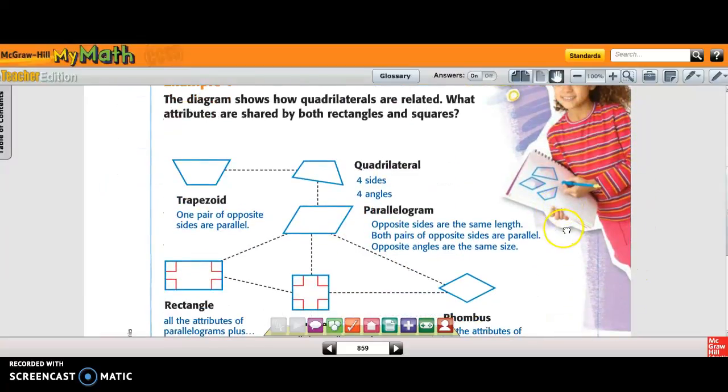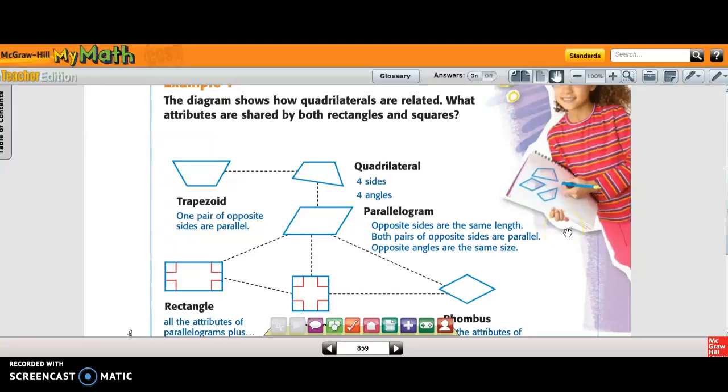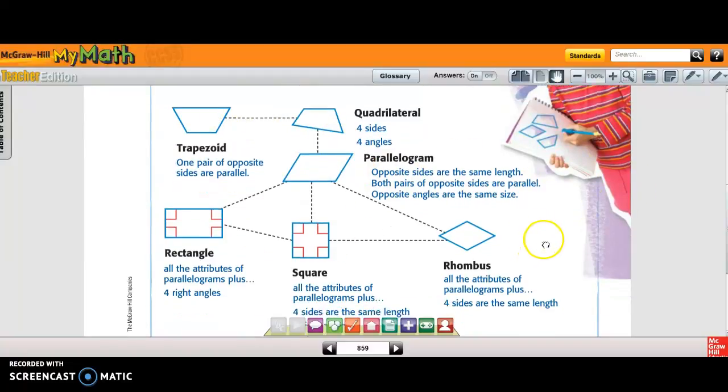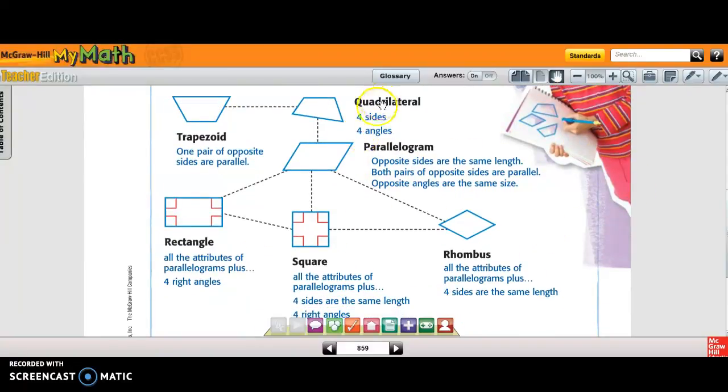It says the diagram shows how quadrilaterals are related. What attributes are shared by both rectangles and squares? Well, all the shapes right here, they have how many sides? 4. So quadrilaterals have four sides and four angles. That's pretty much the same for everyone. However, a trapezoid only has one pair of opposite sides that are parallel.